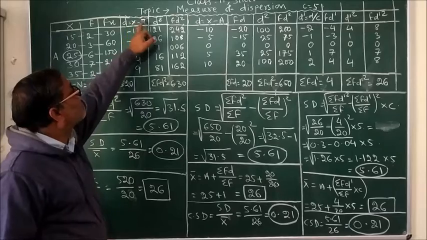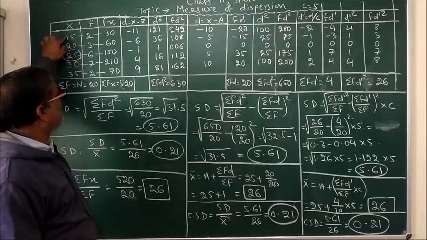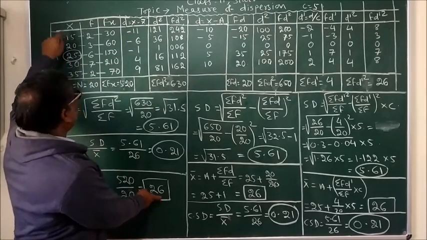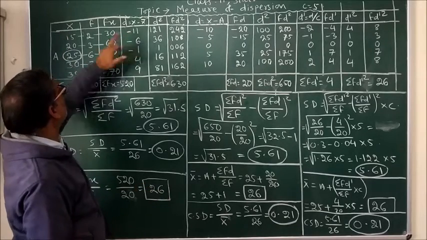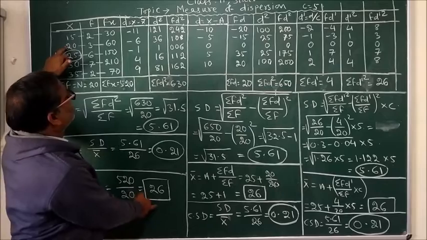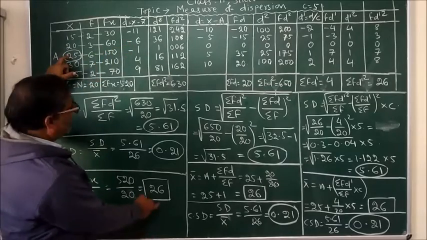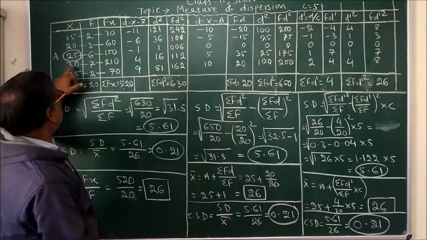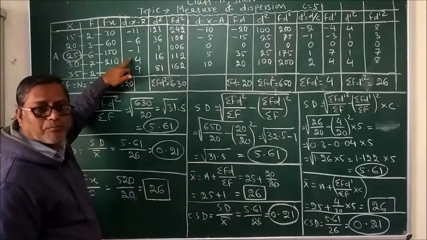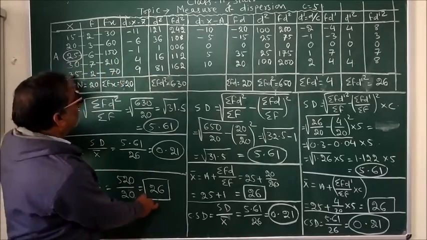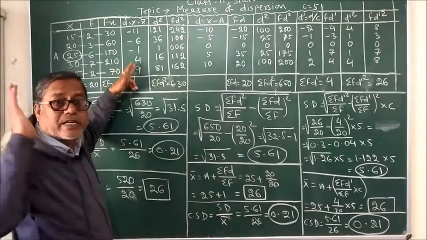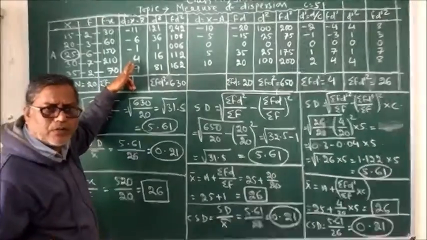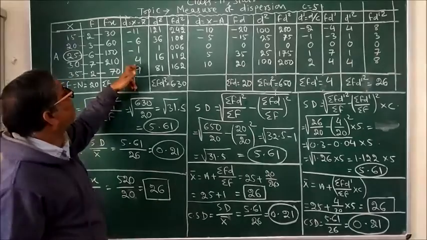D equal to x minus x bar. The first value 15, 15 minus 26, x minus x bar, minus 11. Then 20 minus 26, minus 6. 25 minus 26, minus 1. 30 minus 26, plus 4. 35 minus 26, plus 9. In this way we calculated D, or deviation of the value from the actual mean.